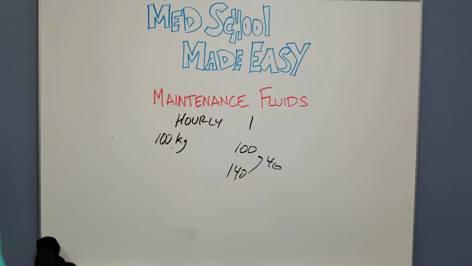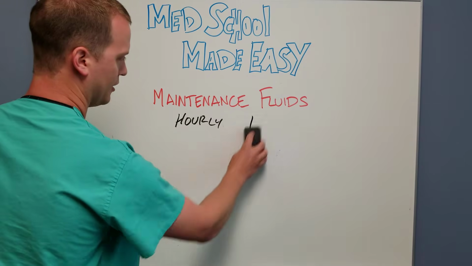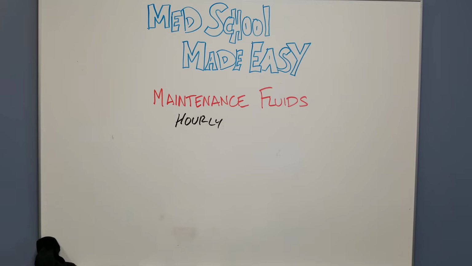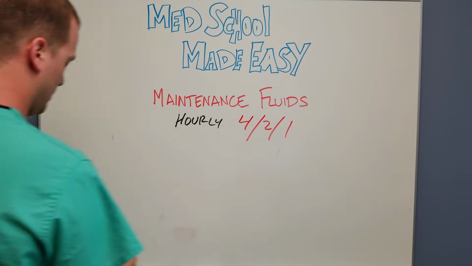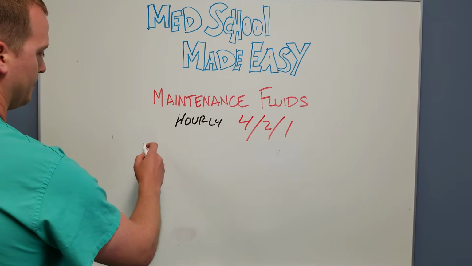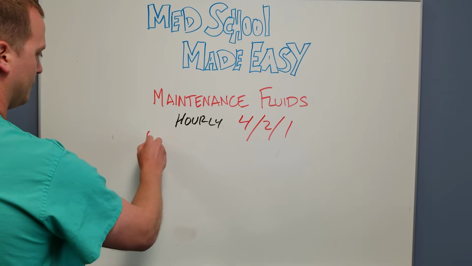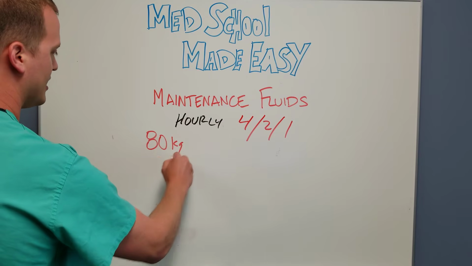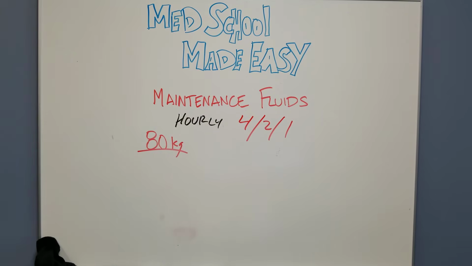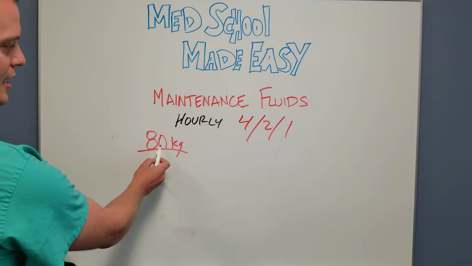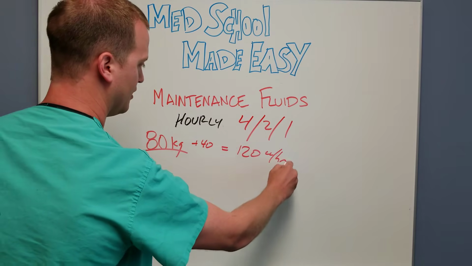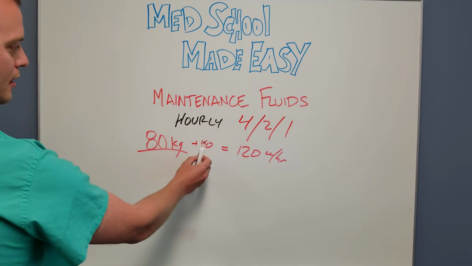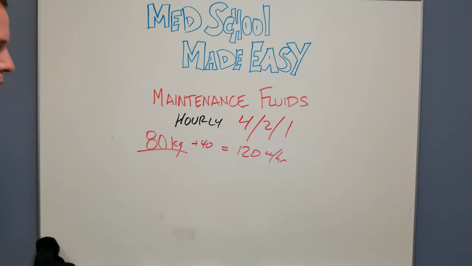Let's say you don't believe me, right? You're like, you just made that way too easy. That's impossible. I just take someone's weight in kilograms and add 40 to it, and that's the hourly maintenance rate. So let me show you with a different example. We're going to do the 4-2-1 by the quick method. I think 80 should be pretty easy math. So this is an 80 kilogram individual, okay? The quick method is their weight, so 80 plus 40, and that equals 120 cc's per hour. All I did is I took their weight, added 40 to it, and that's how many cc's you need.